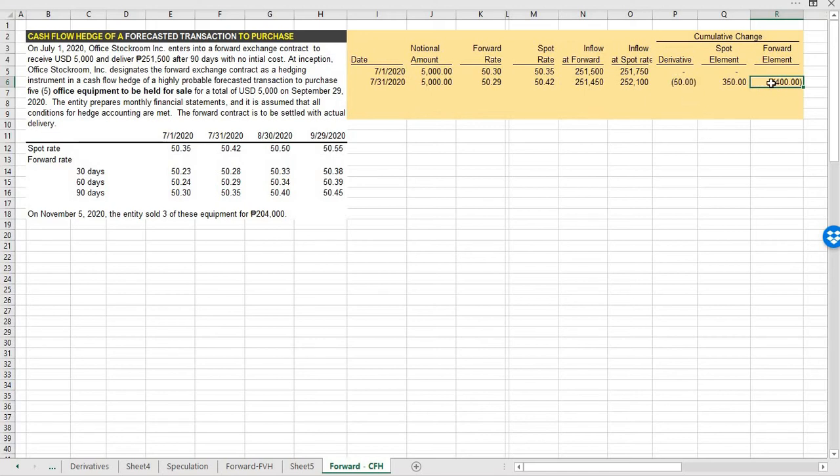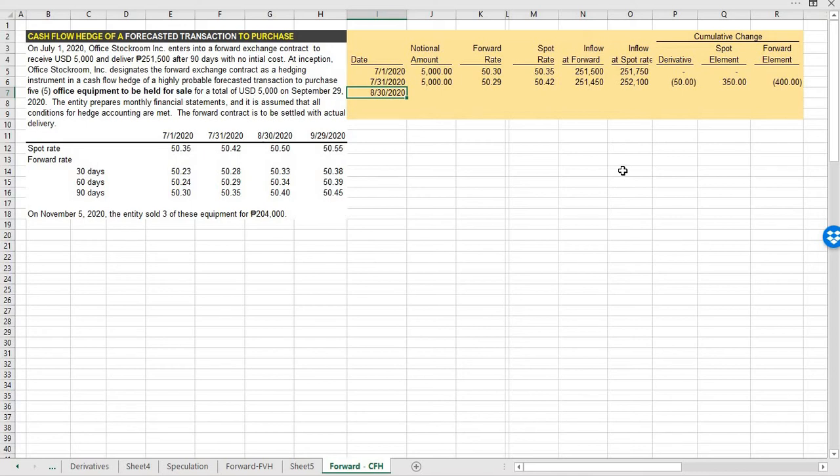Pero syempre, dito sa tatlo na figures na to, ang lumilitaw sa statement of financial position as the derivative, syempre, ito yung total. Yung total ng spot and forward element. So, ngayon, punta na tayo sa next date. So, next date is August 30, 2020. So, ganun din. So, same procedure.